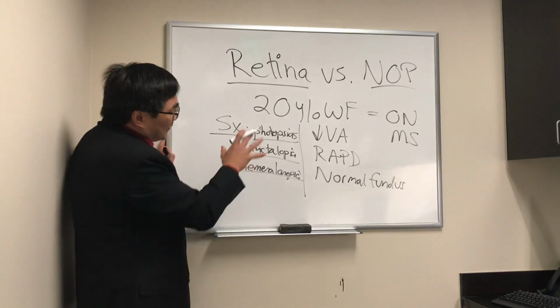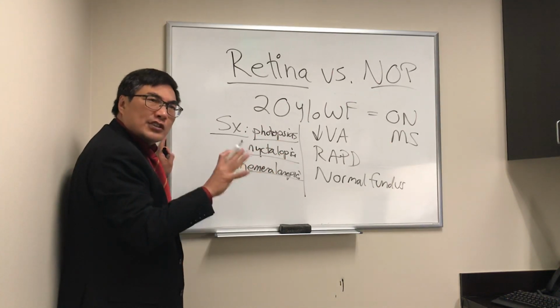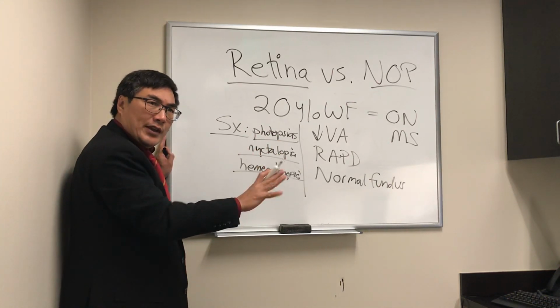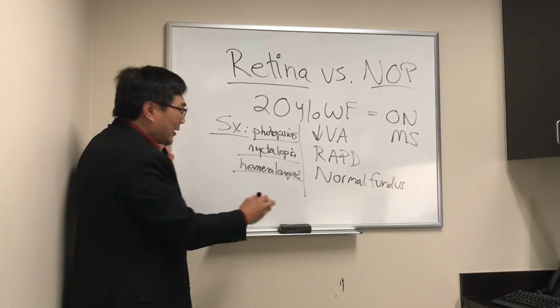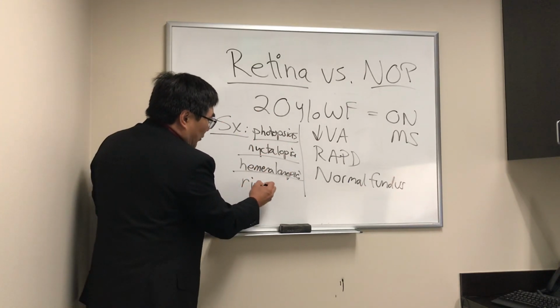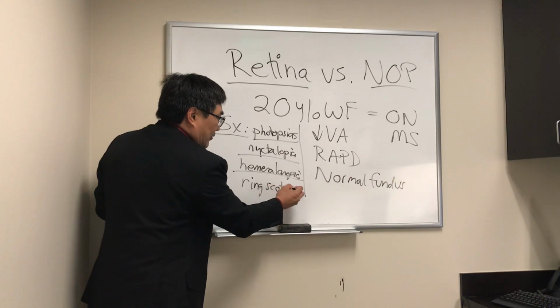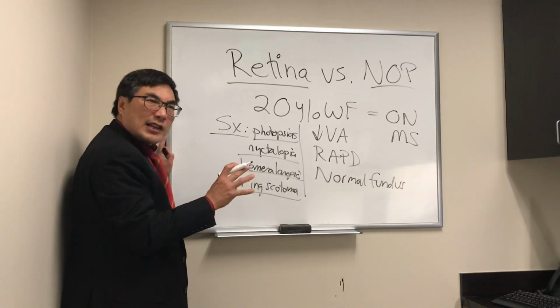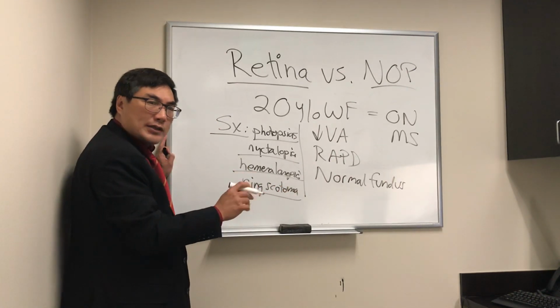In addition, as opposed to optic neuritis, which normally produces a central scotoma or a nerve fiber layer defect because it matches the pattern of the nerve fiber layer, retinal problems cause paracentral scotomas that look like the shape of a ring, and we call that a ring scotoma.